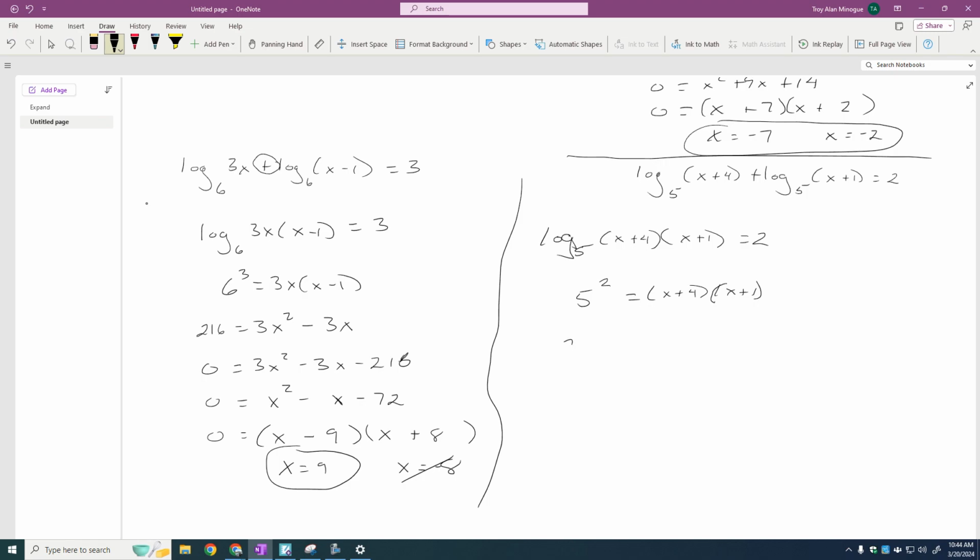All right, 5 squared is 25. And I'm going to distribute that. I'm going to make a box, do whatever you got to do to FOIL that out. And I get x squared plus 5x plus 4. I FOILed these. I did the box, whatever technique you are doing to multiply that out. Okay, it's a quadratic. I'm going to set it equal to 0.